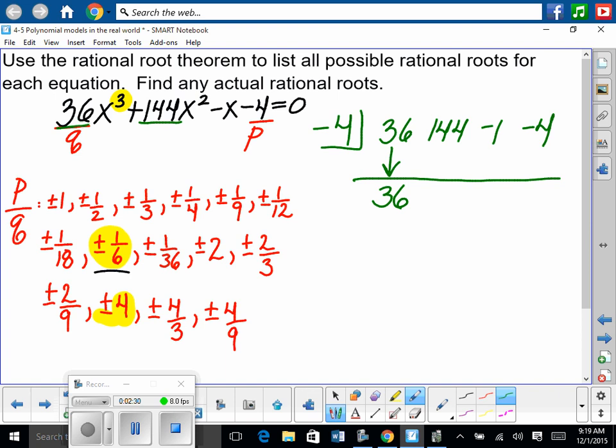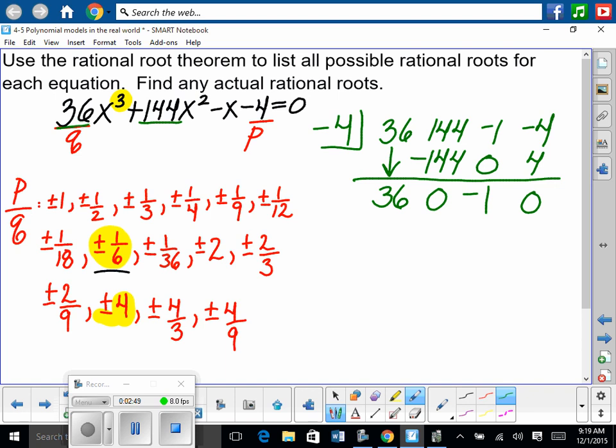So we drop down 36. 36 times -4 is -144. Add straight down, you get 0. 0 times -4 is 0. Add straight down, you get -1. -1 times -4 is 4. Add straight down, you get 0.